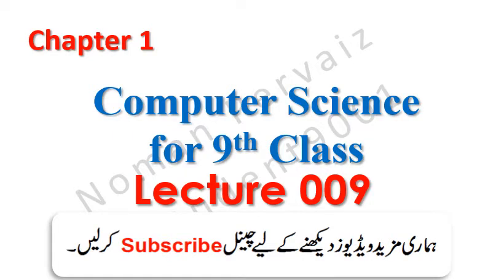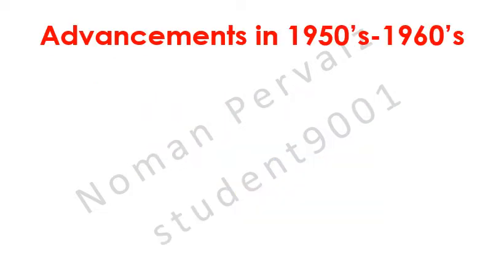In this video we are going to discuss lecture number 9, Chapter 1 of Computer Science for 9th class. So, stay with us. Today's topic is advancements in the 1950s to 1960s.